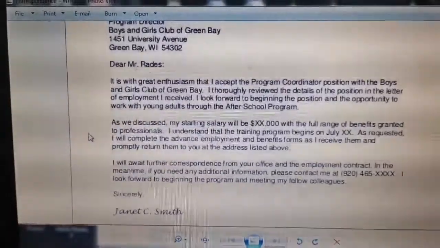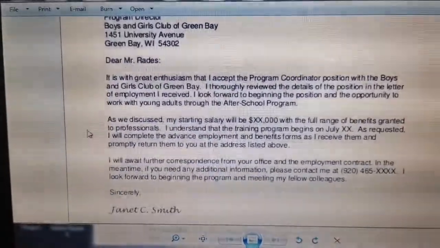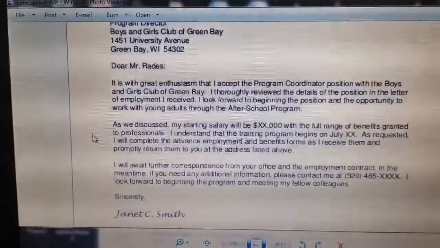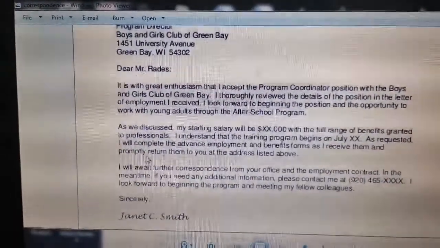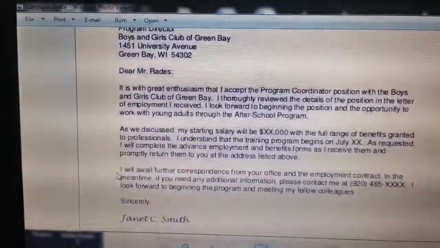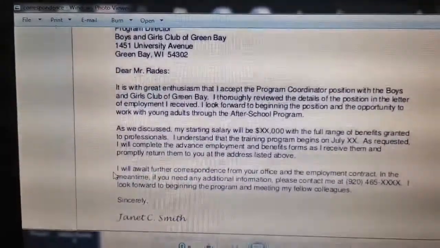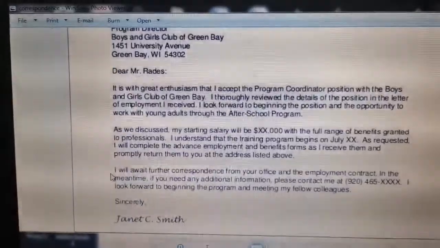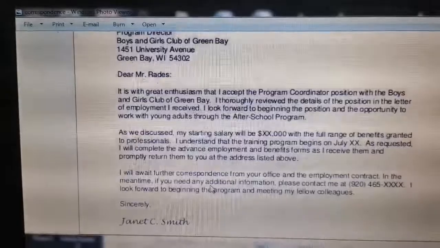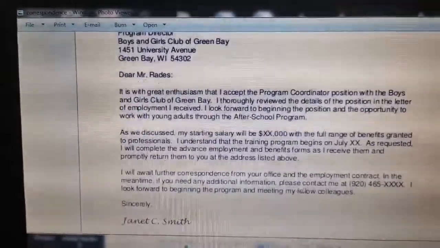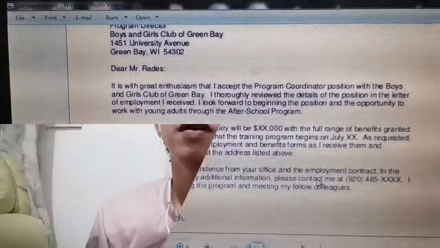In the discussion, she discussed about the starting salary with full benefit grants. The action that Miss Smith rather wants to pursue is for further correspondence from the office of Mr. Raids, specifically about her employment contract. The third is letter reports.